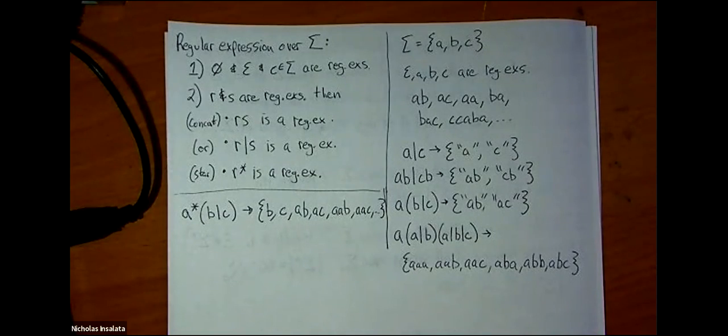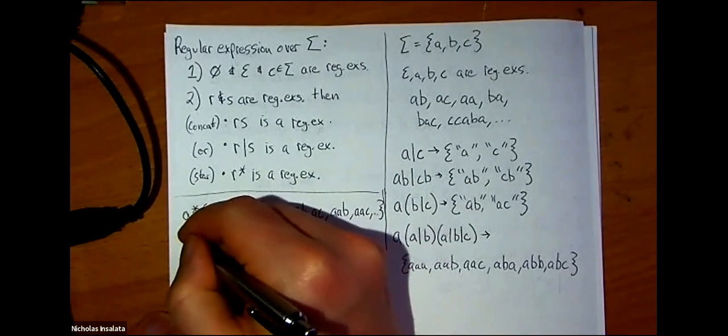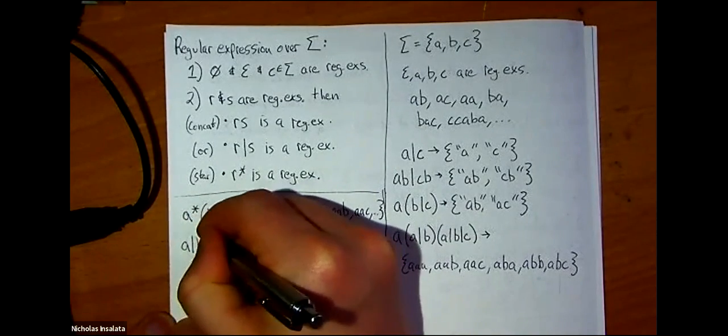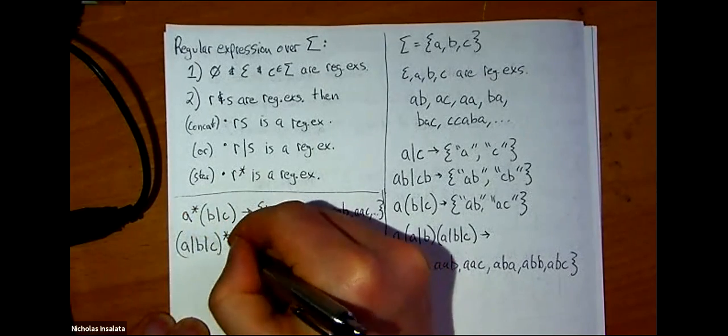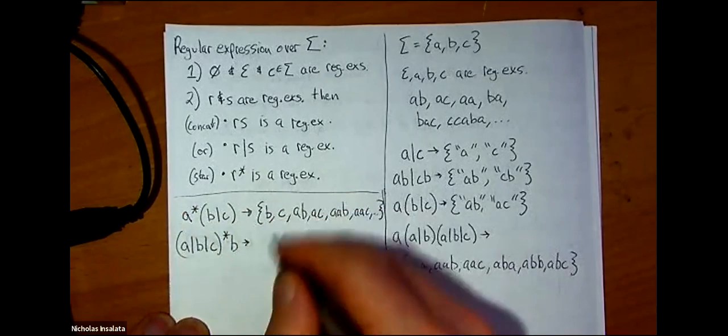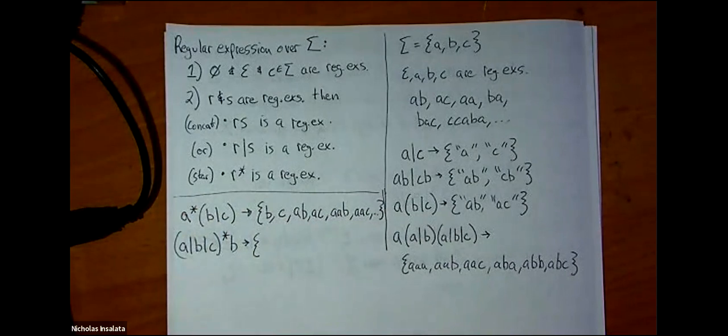Okay, so let's do another example. What if I say A or B or C, star, B? So now what's going to happen? Can someone just give me an example of one string in this language? Any length you want, doesn't matter.